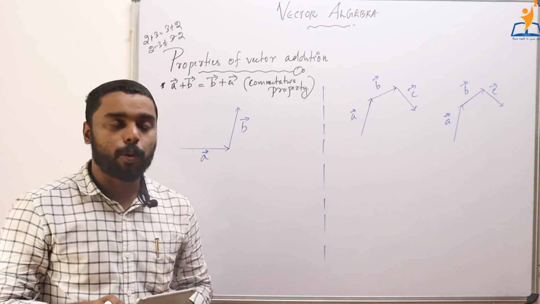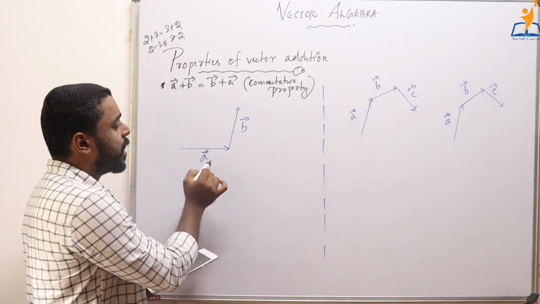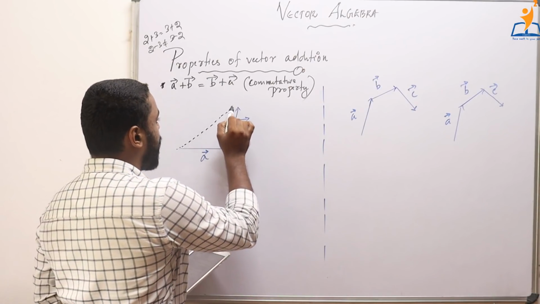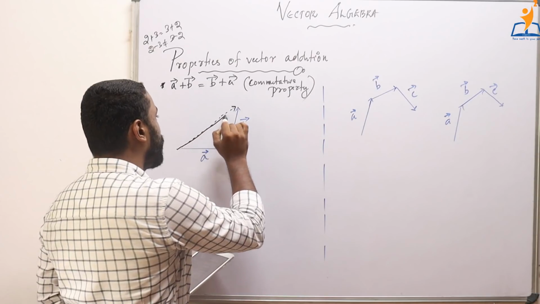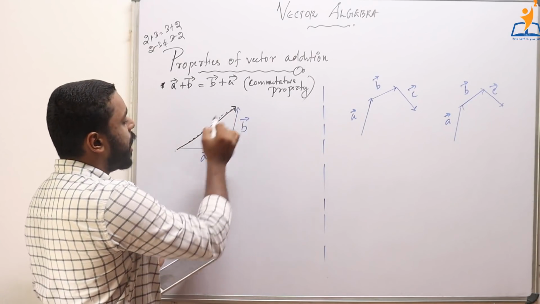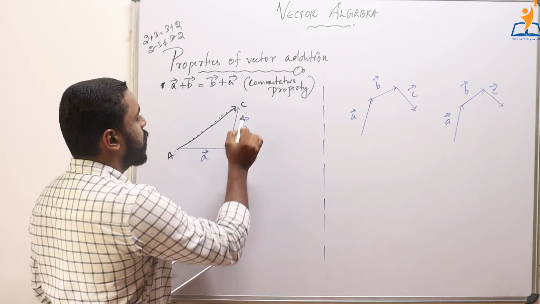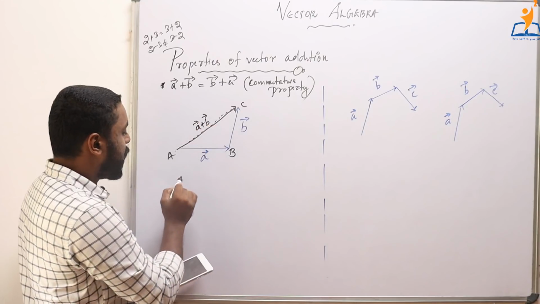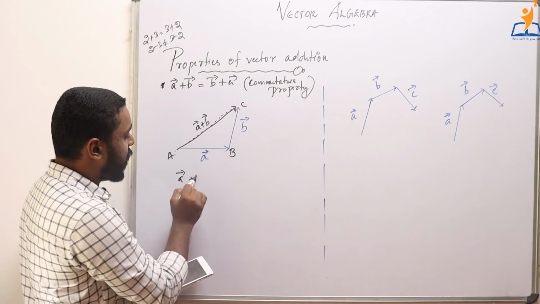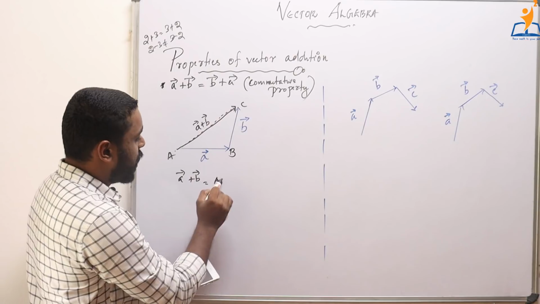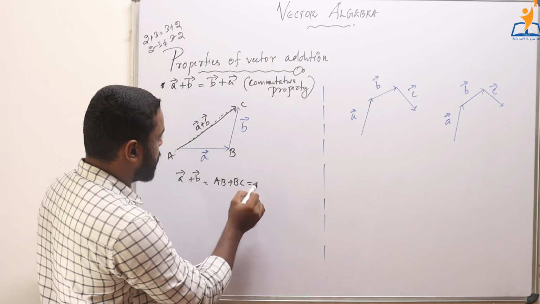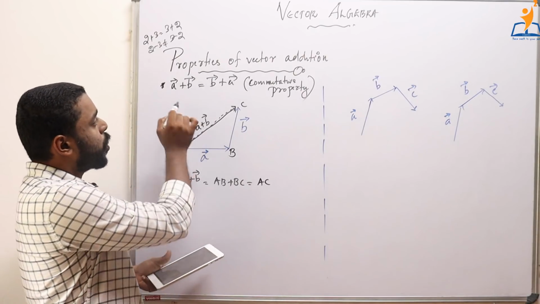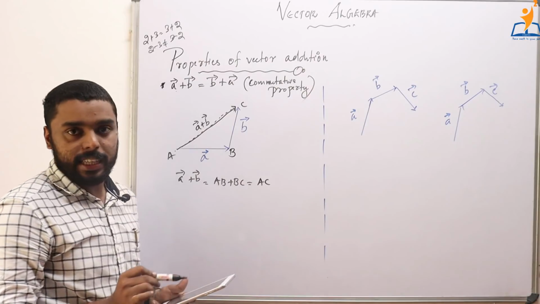So how can we prove it? See, here I have vector A and vector B. By the triangular law of vector addition, we know that vector A plus B is nothing but a vector which starts from A and ends in C. So we have this vector as A plus B. So vector A plus vector B is equal to AB plus BC, which is equal to AC. Clear? Now we want to show that this is equal to B plus A.